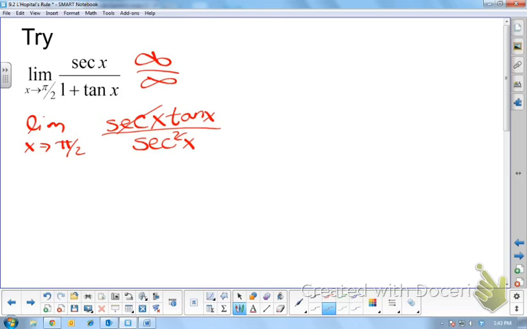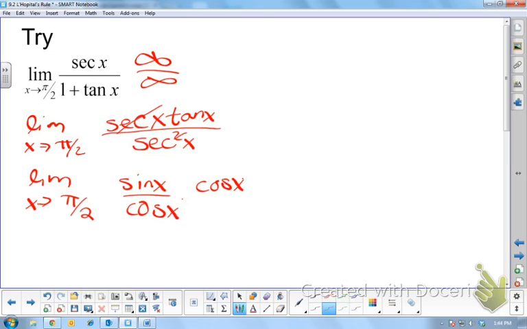So now we're going to do some trig simplification. What did we say we should do for our trig simplification? Sine over cosine over 1 over cosine. So sine over cosine, and then over 1 over cosine is the same as times cosine, over 1. So then we can just plug in pi over 2 to get our final answer. Sine of pi over 2 is 1.